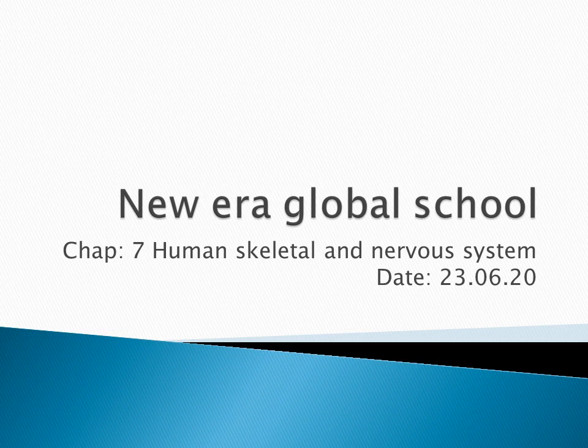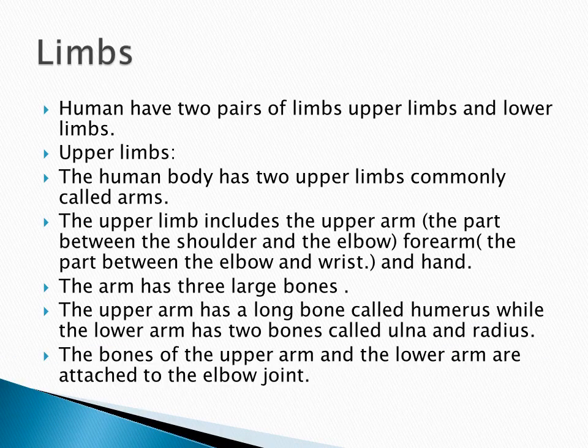So yesterday we started our new chapter, number 7, human skeletal and nervous system. Today we will continue the same. Before entering into the topic, we will just see the recap of yesterday. Yesterday, what have we seen? We have seen what a skeletal system is, right?